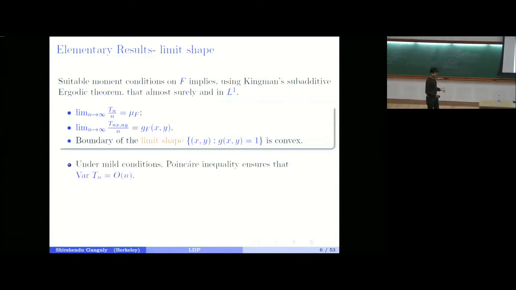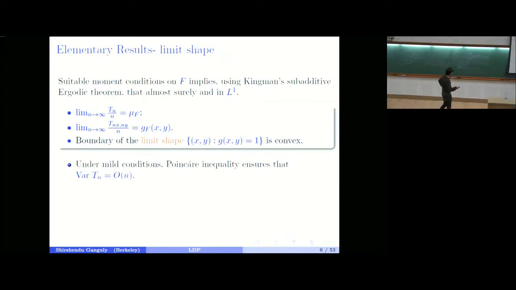Now you can talk about fluctuations. Under mild conditions, the Poincare inequality would imply that the variance of Tn is of order n, so the fluctuation is at most root n.